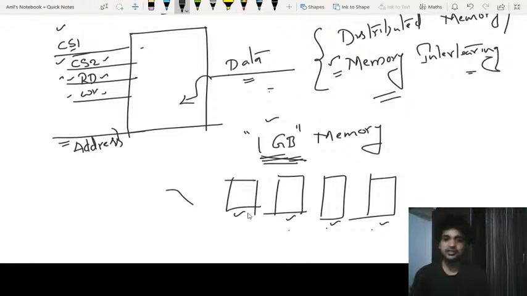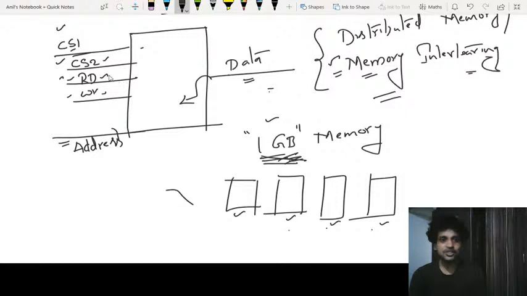So here the burden is distributed equally among all these chips, isn't it? Of course, the memory will sustain longer than when using a single chip. You got my point very clearly. This is called memory interleaving.